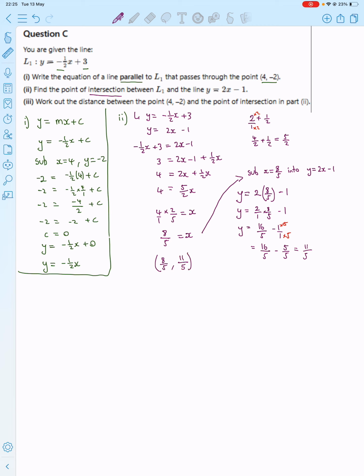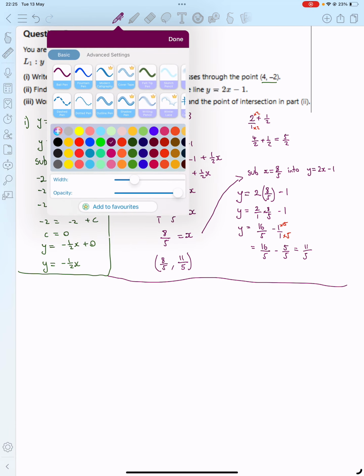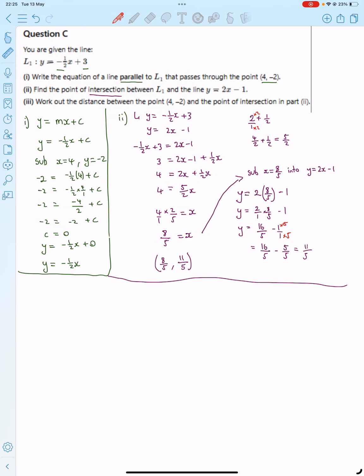Okay, then let's change colors one more time. Let's change to orange. It says work out the distance between the point 4, minus 2 and the point of intersection from part 2. So we've got the point 4, minus 2 and we've got 8 over 5, 11 over 5.